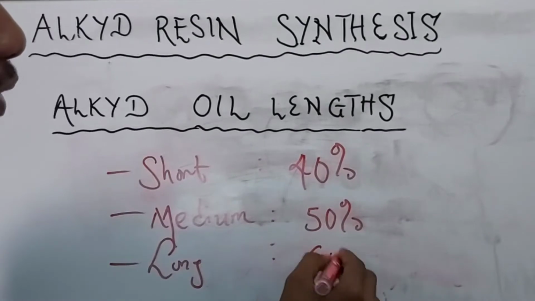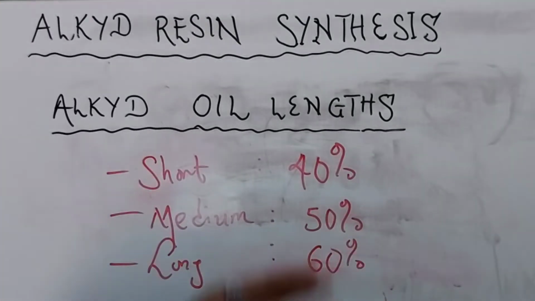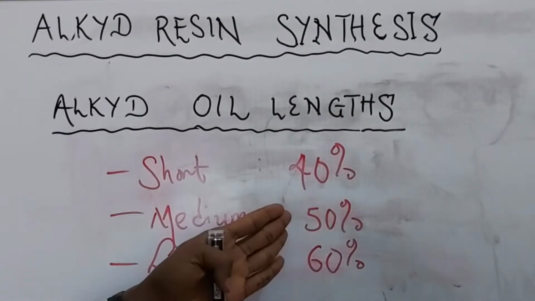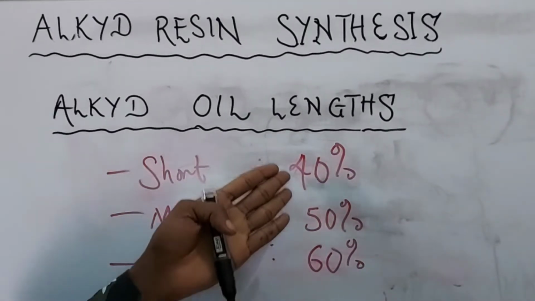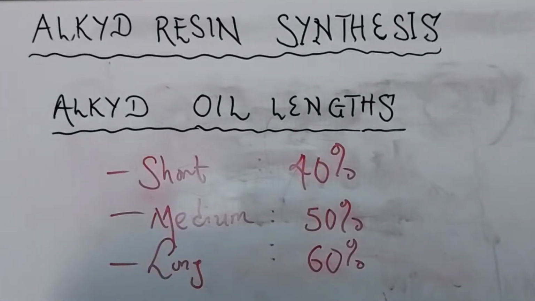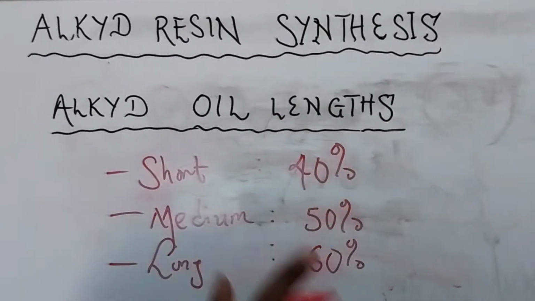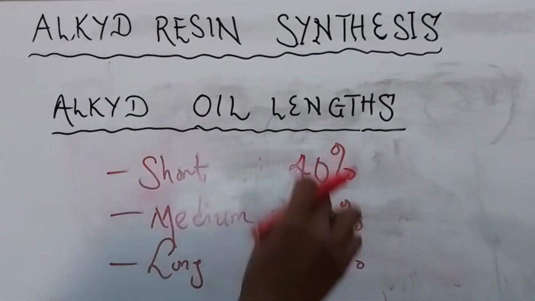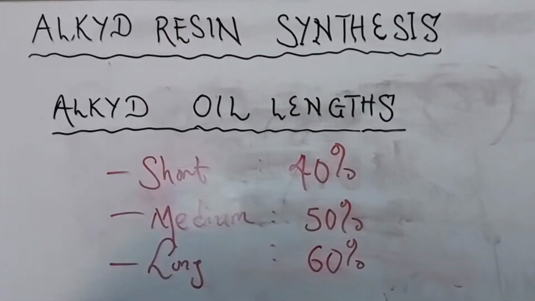Then we have 60% oil length. Okay, we have these different oil lengths. We are also going to be explaining how to actually measure the 40%, 50%, and 60% oil length. The oil length, as I've said, is just the ratio of the gram of oil, drying oil, remember, drying oil, that is employed in the resin synthesis. I'm also going to explain that.